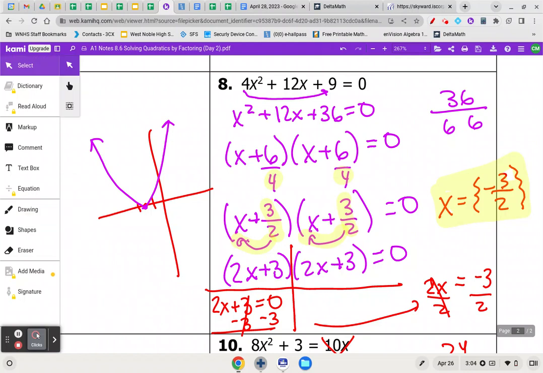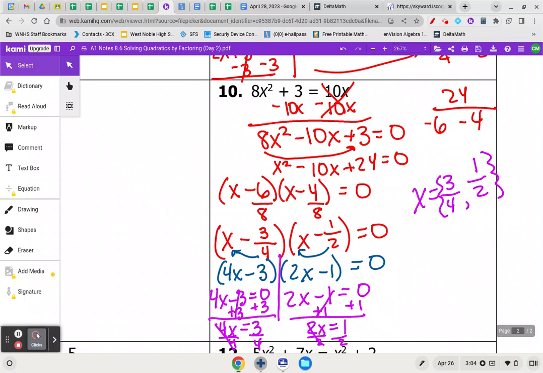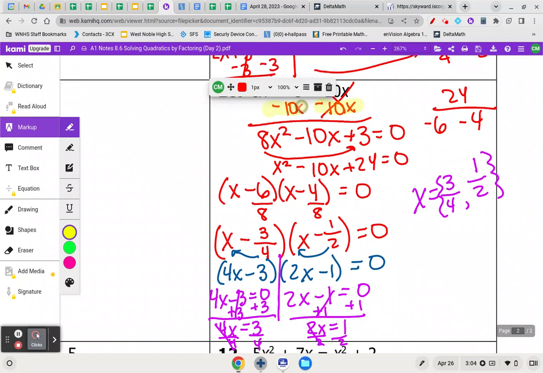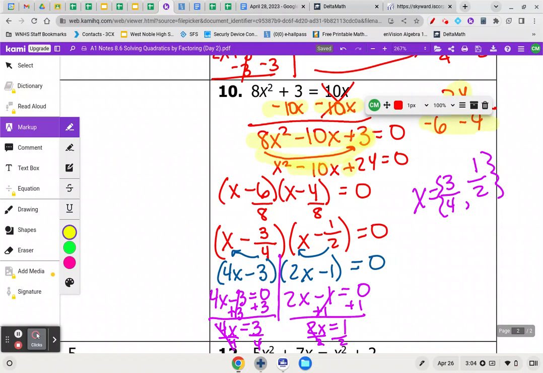Question 10, we had to make sure these equaled 0. So far, all of our problems already equaled 0, so we didn't have to worry about that. These last 4, 9, 10, 11, and 12, do not start out equaling 0. So I had to subtract 10x on both sides. And then I had to rewrite my problem, and then I did my slip and slide. I found factors of 24 that added to negative 10. These are negative 6 and negative 4.